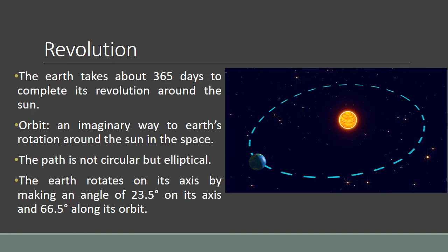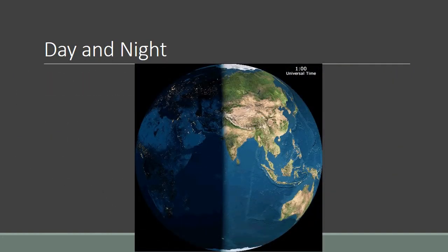We will study this further. Due to this movement of the earth, the distance between the earth and the sun varies, and the face of the earth which is seen by the sun, the place of the earth which directly gets the sun rays, all leads to different seasons and the length of day and night. Next we'll study about day and night.